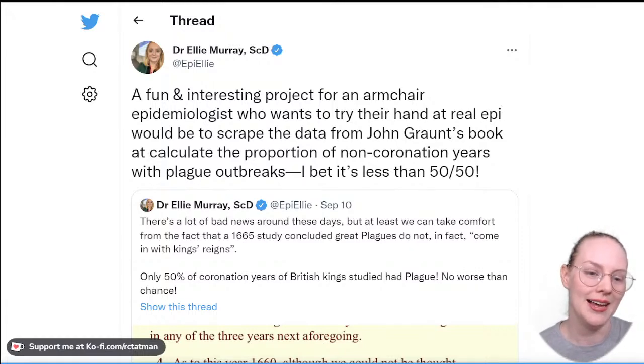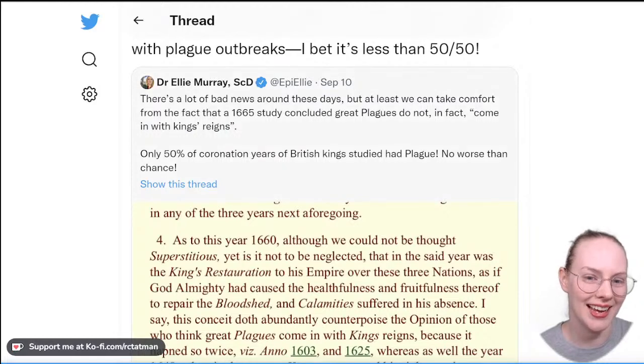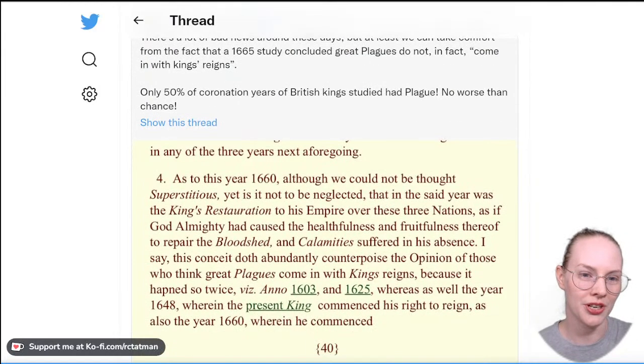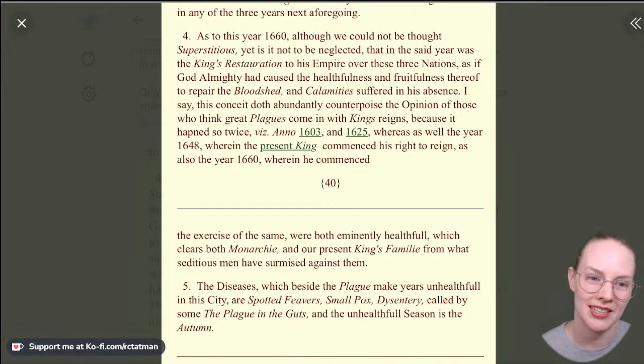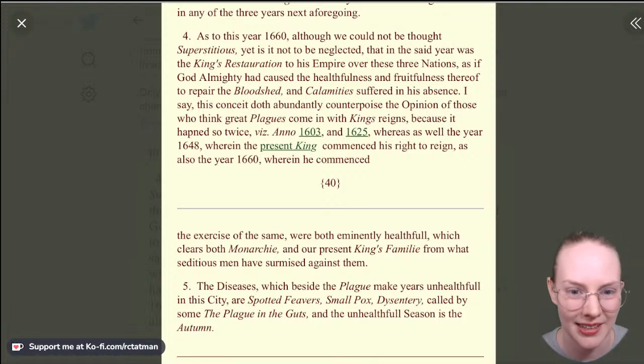Anyway, so there is an interesting older superstition apparently. As to the year 1660, although we could not be thought superstitious, yet it is not to be neglected that it is said the year in which the king's restoration over his empire over these three nations, as if God Almighty had caused the healthfulness and fruitfulness thereof to repair. Oh wait, nope, sorry. I think we do need both of these actually.